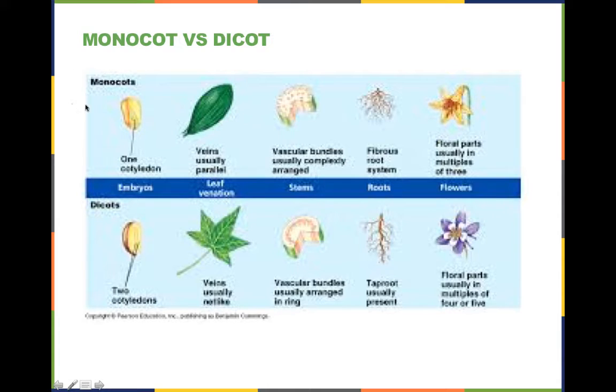So make sure you get a good look at this slide and go over it, because one of my favorite quiz questions is to ask to compare these sorts of aspects between a monocot and a dicot.